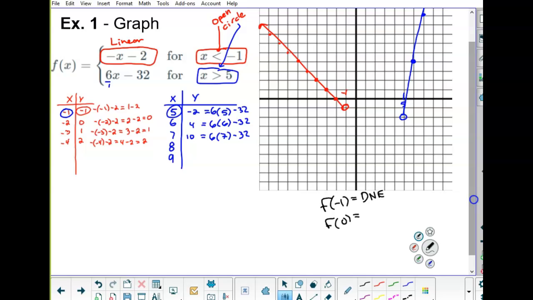So I could ask you something like this. What's f of 0? Well, when x is 0, there isn't any graph or any part that crosses it. So that does not exist as well. So that's the idea of those points. You really have to make a connection to that.